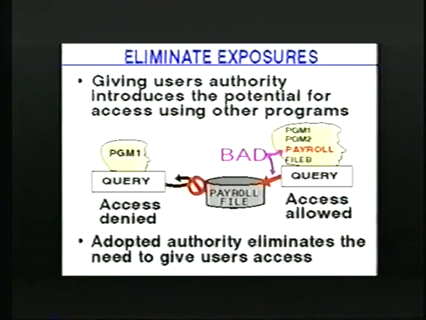But in the case where we had program adopted authority and the user was only authorized to program 1, if the user tried to access the file through a query or through other mechanisms outside of the program 1 that adopted authority, the user would be prevented access. So adopted authority eliminates our need to have to grant users access to the object all the time.